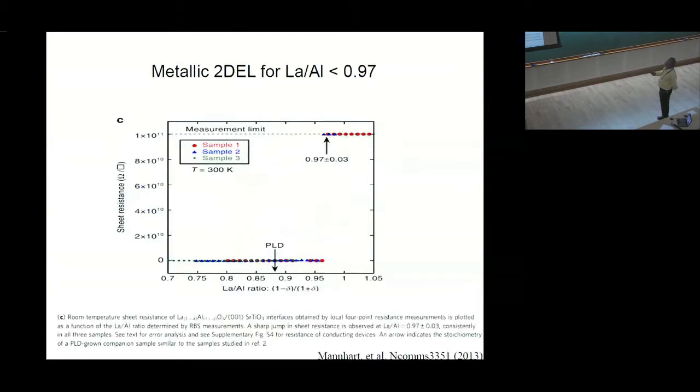So there is again almost a magic ratio of 0.97. So your stoichiometry has to be poorer than that to produce for you a good metal. So it always works counter. You have to have poor stoichiometry to give you a good metal again. So PLD samples are mostly here, and that's why they do so much better.